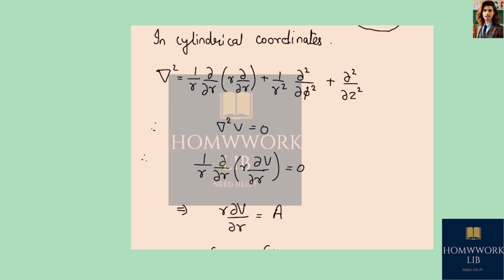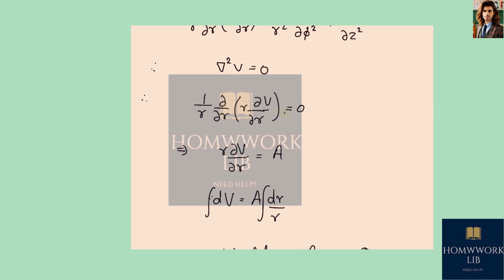If I plug it into the Laplace equation, this is the radial part which we are interested in. So we will take 1 upon r, the first component over here, and equate it to 0. If I send this r over here, I will get del by del r of r del V by del r equal to 0. This is the differentiation of something, and it is equal to 0.